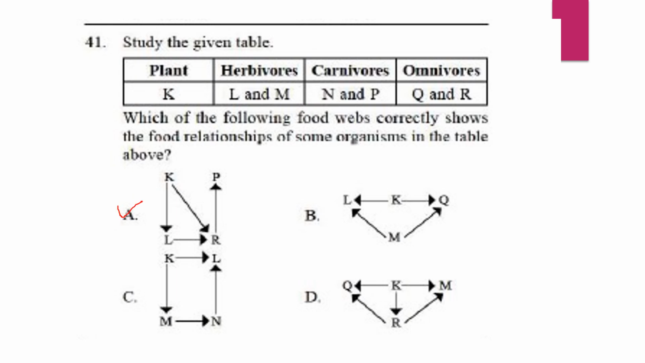If we check others, we can see that in this, Q is eating M and Q is eating K. That is correct. But L feeds on K and L feeds on M. That is incorrect because L is a herbivore. So it is incorrect. Same you can check in others. Our answer is option A.